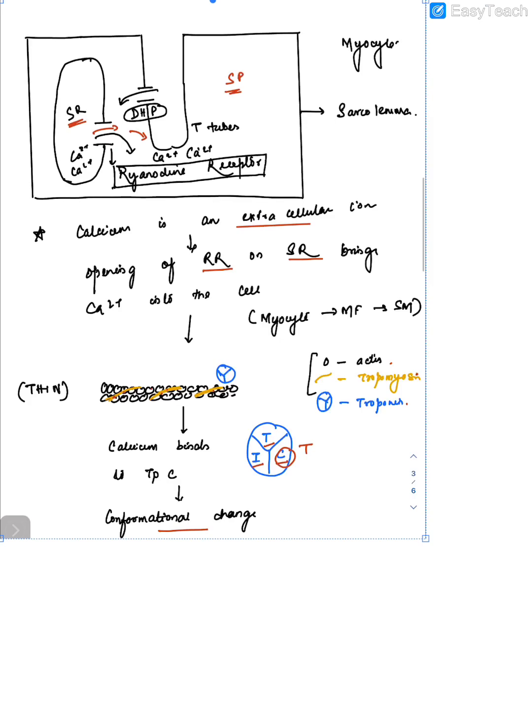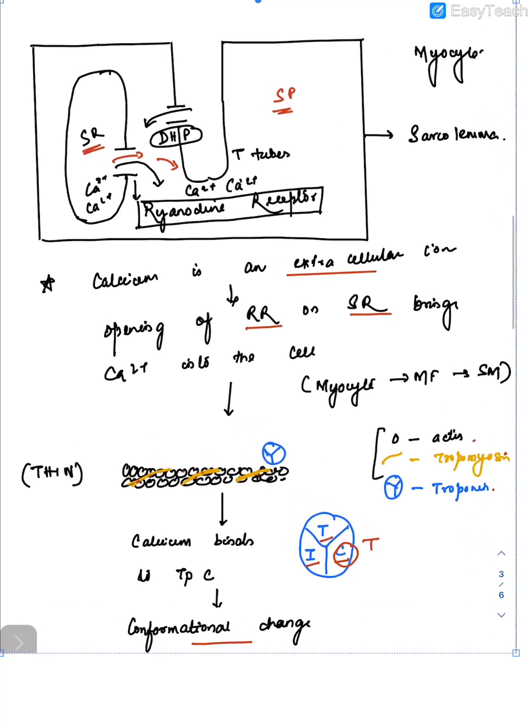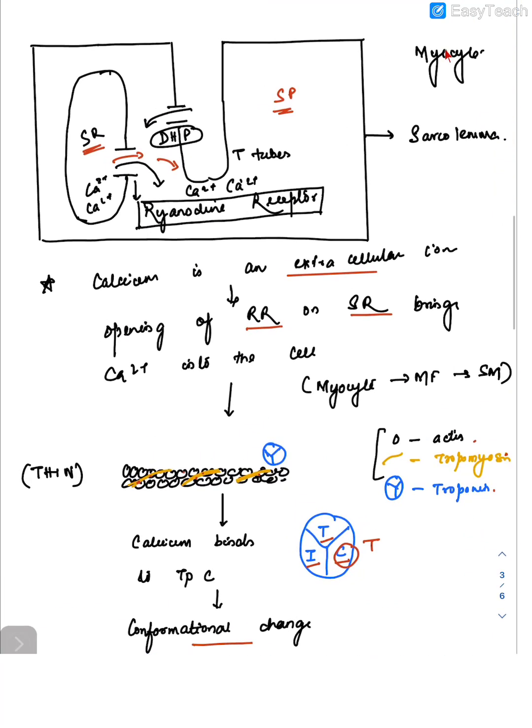Now, once the action potential is generated, we can see its effect on a single myocyte. This action potential now traverses down a transverse tubule which runs along the sarcolemma. This is the transverse tubule. Once the action potential enters the transverse tubule, it depolarizes the dihydropyridine receptors present on the T tubules. These are L-type voltage-gated calcium channels.